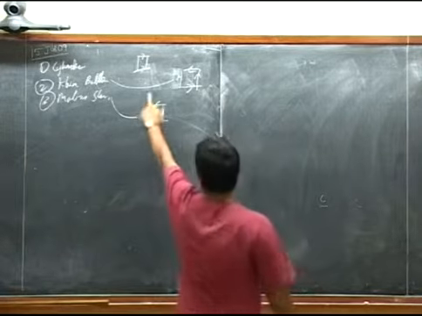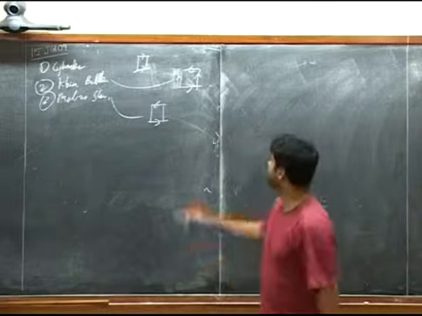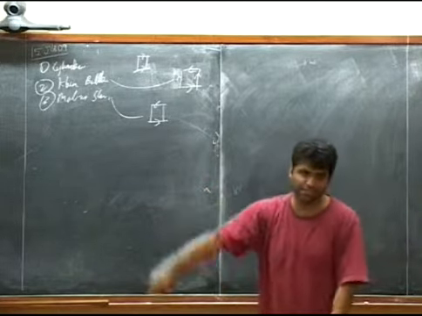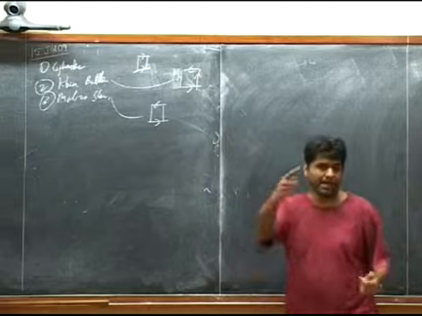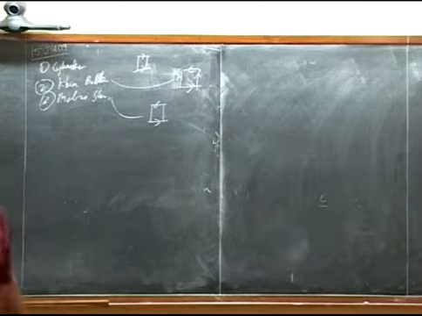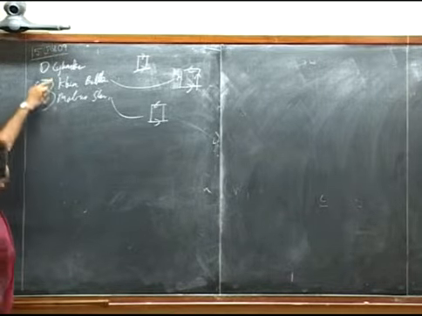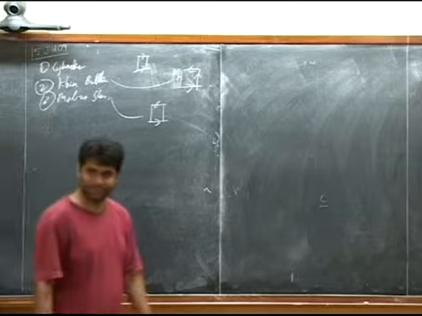Okay. Open strings identified without any orientation reversal. Closed strings identified with an orientation reversal. Open strings are identified with an orientation reversal. Okay. And in the last lecture, we extensively worked out the modular transform of this guy and this guy.